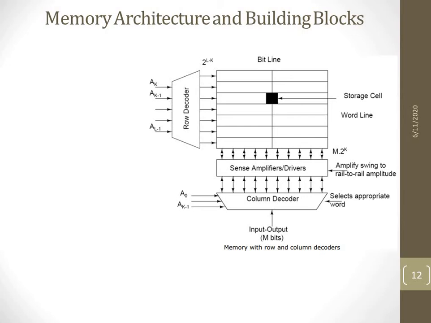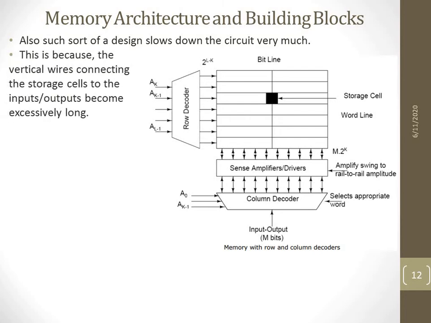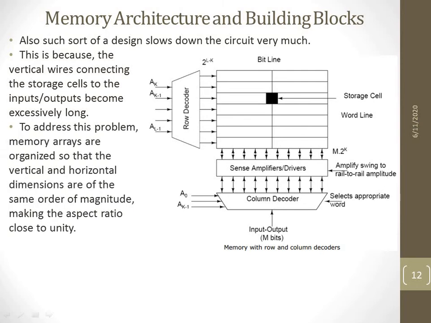So this is again one such storage cell which is shown. Such a design also slows down the circuit very much. This is because the vertical wires connecting the storage cell to the input and output become excessively long. You can see we have the vertical lines as well as the horizontal lines, and they become very long. To address this problem, memory arrays are organized so that vertical and horizontal dimensions are of the same order of magnitude, making the aspect ratio close to unity. We are keeping them the same so that on both sides it is equal.